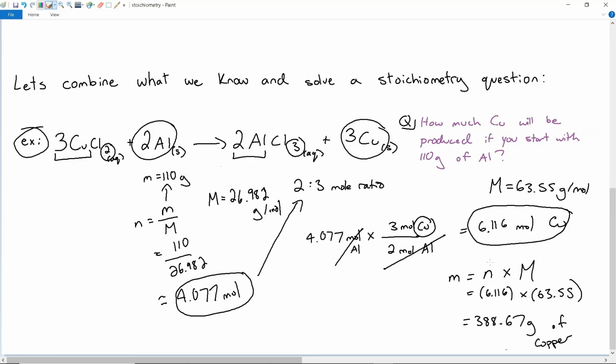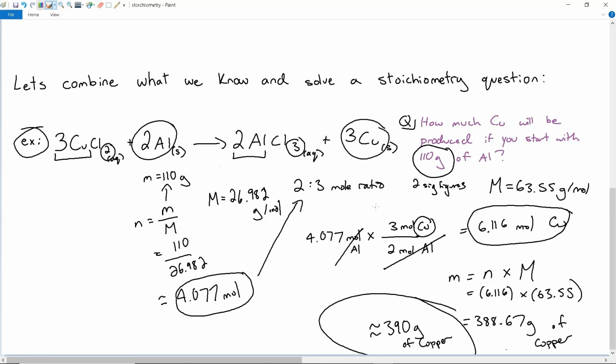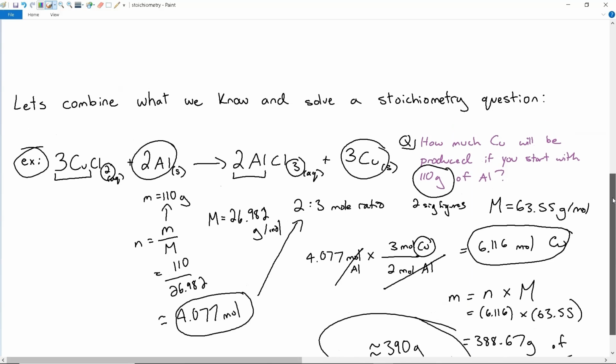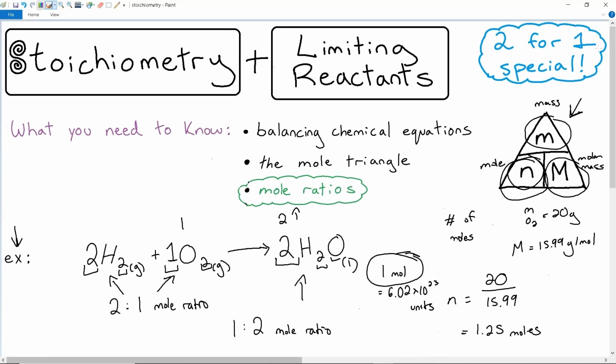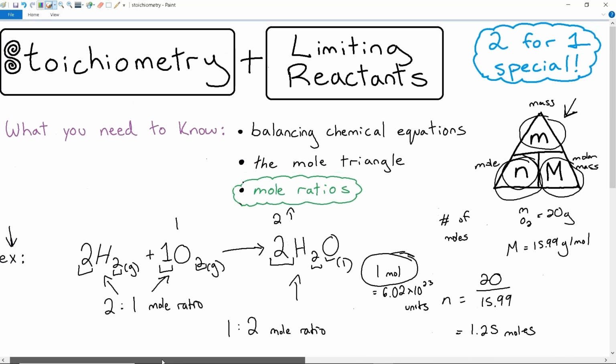And if your teacher is being super specific, they might ask for your answer in appropriate significant figures. In our question, we were given this number, 110 grams, which has two significant figures. So our answer needs to reflect that. We could say roughly 390 grams of copper was formed. Okay. That is the general way to solve for a stoichiometry question.